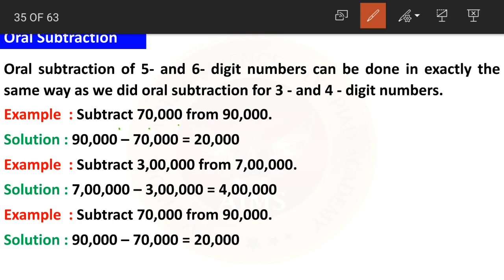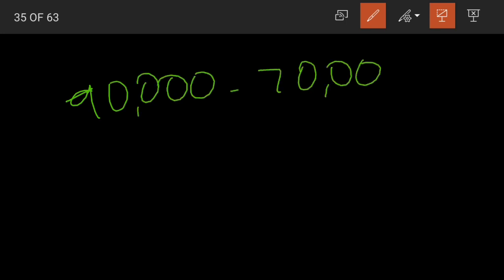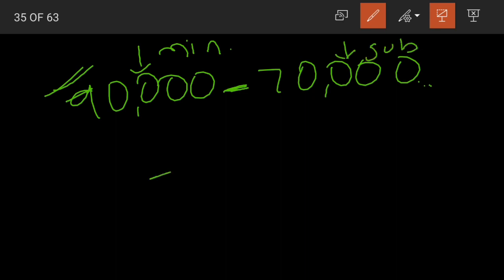Subtract 70,000 from 90,000. See, here we should be careful children. The bigger number should be written first and the smaller number should be written second, in subtraction. What is this bigger number called? It is called as the minuend and the smaller number is called as the subtrahend.